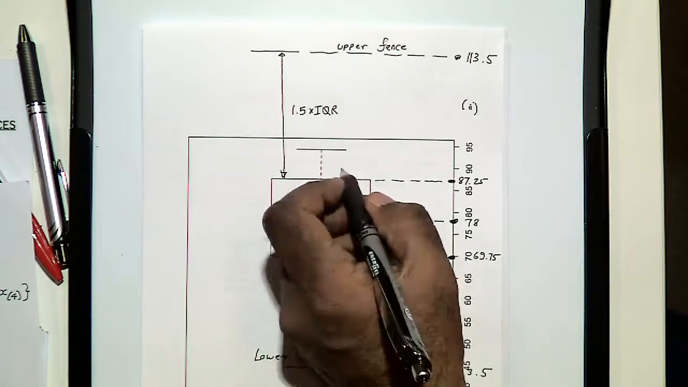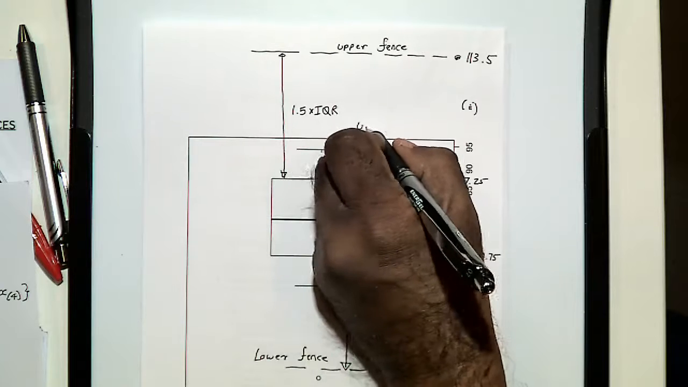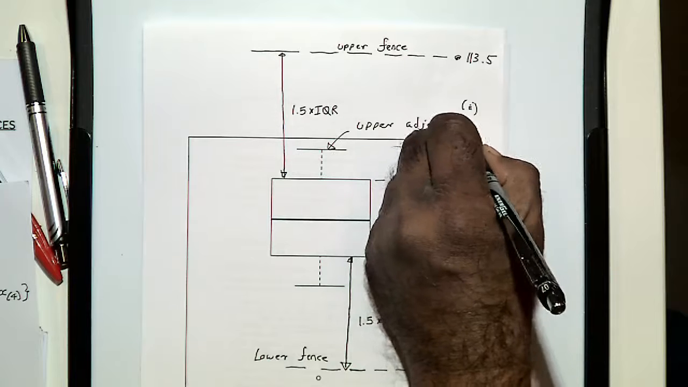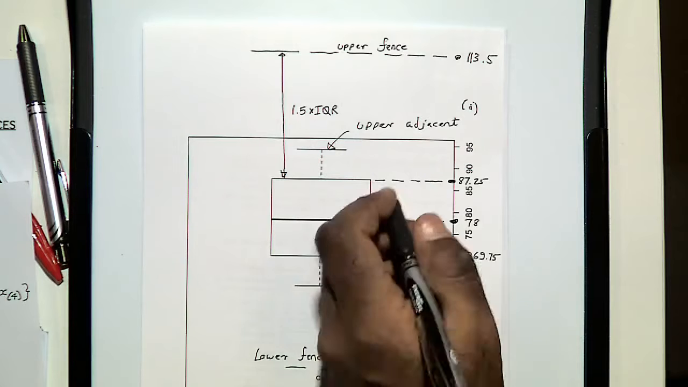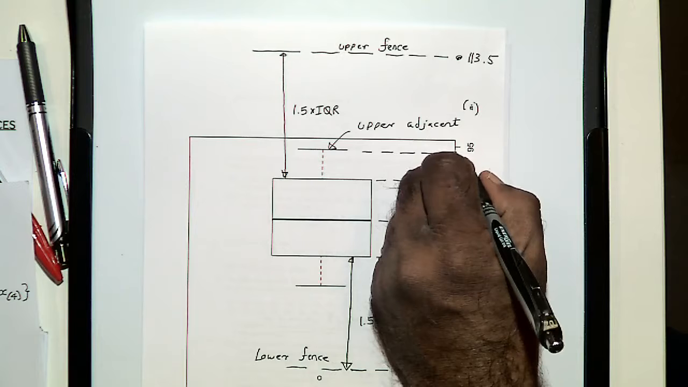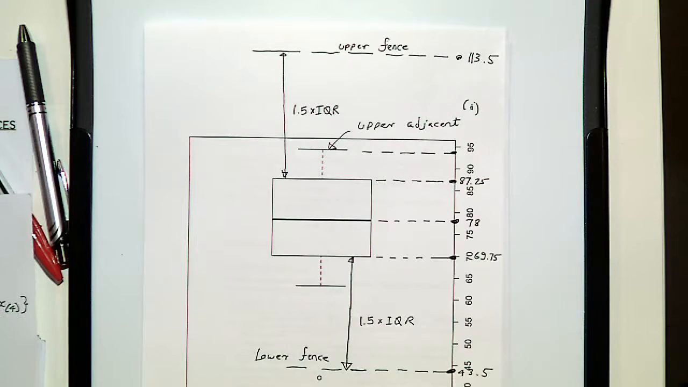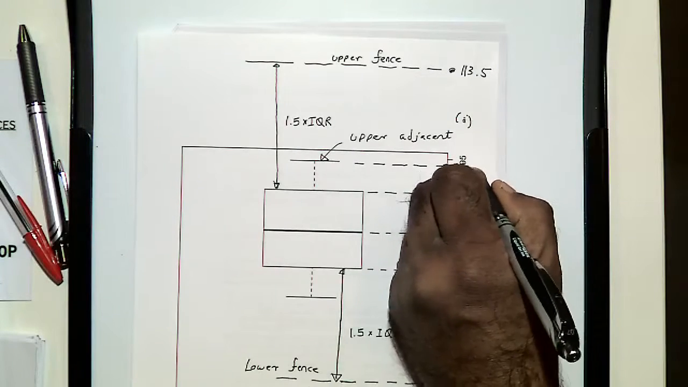Now this one here is known as the upper adjacent, which is the largest data that is less than the upper fence, right? So in this case, the upper adjacent is equal to the largest data in the question, which is, let me look at it, this 94. So this guy is 94.